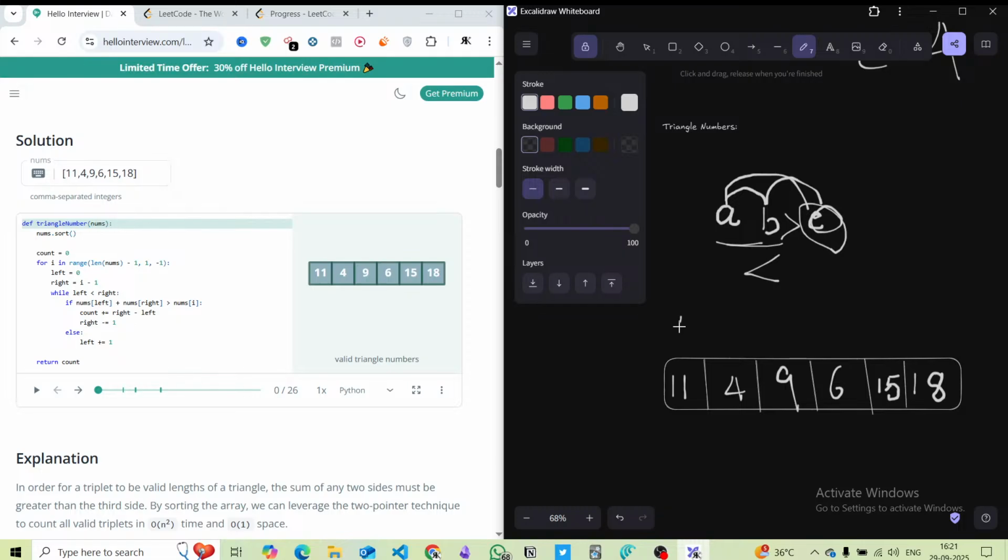First I place the L pointer here, then the R pointer at the end. This will be the classic two pointer setup. So just place it at the first one and the last one. You guys just try it out. And then, as I said, we just add these two, right? So we have the C.